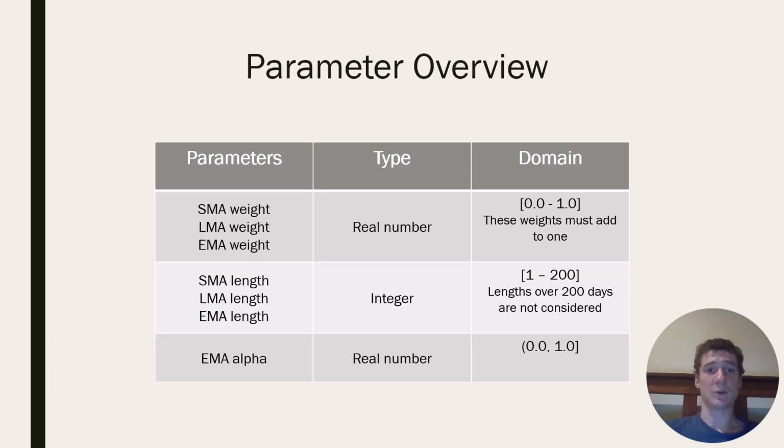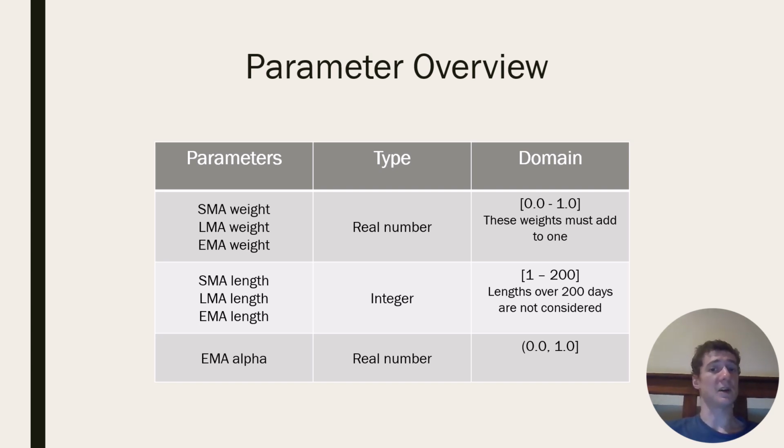The 3 weights are all real numbers between 0 and 1 and must all add to 1. There are multiple ways to enforce this constraint, but we did it by dividing all the weights by the sum of the weights. So if a bot with the parameters 1, 1, 1 is run, each of the weights would be adjusted to 1/3.